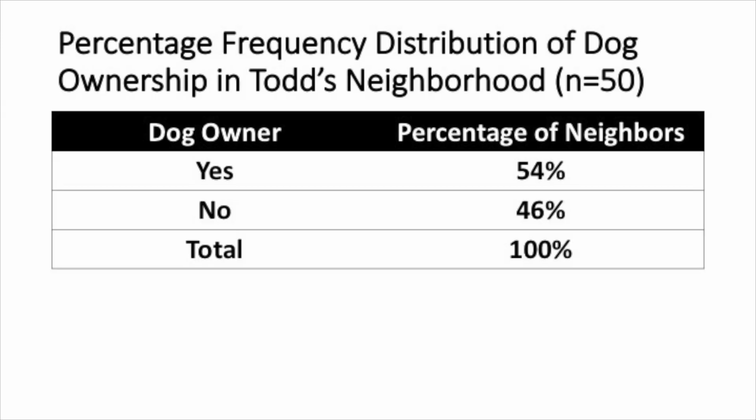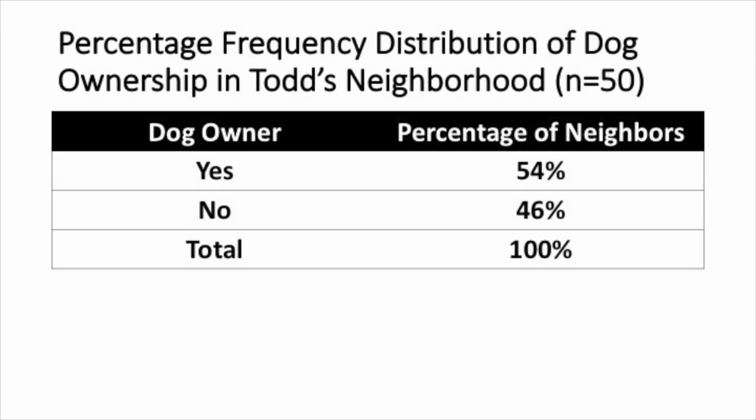So this is what it looks like in a table. Once again, I use a descriptive title and show the sample size. So the title of this beauty is Percentage Frequency Distribution of Dog Ownership in Todd's Neighborhood. So anybody looking at this table knows what we're trying to measure here. And you see those two percentages of 54% of my neighbors have a dog and 46% do not.